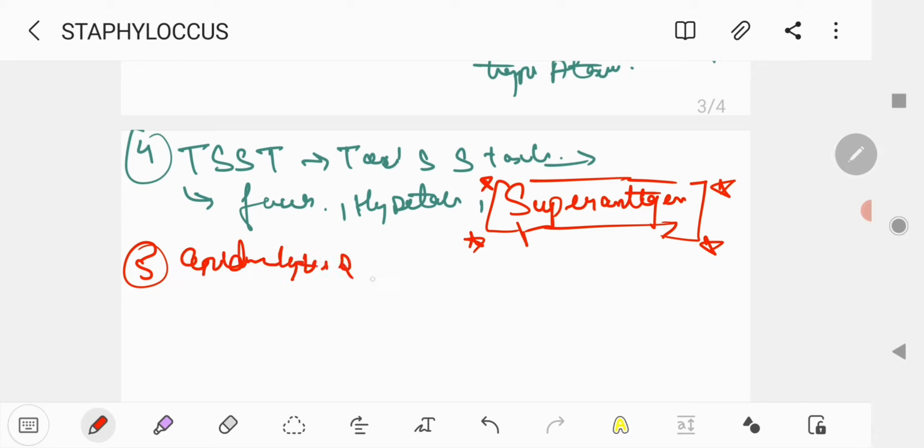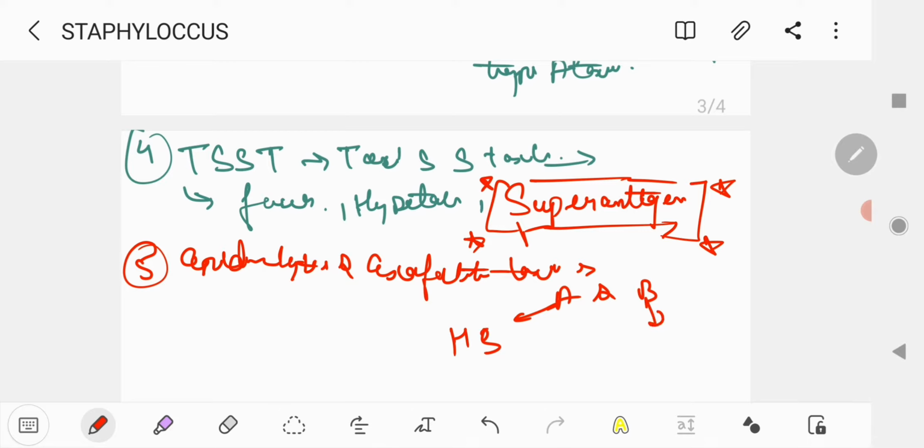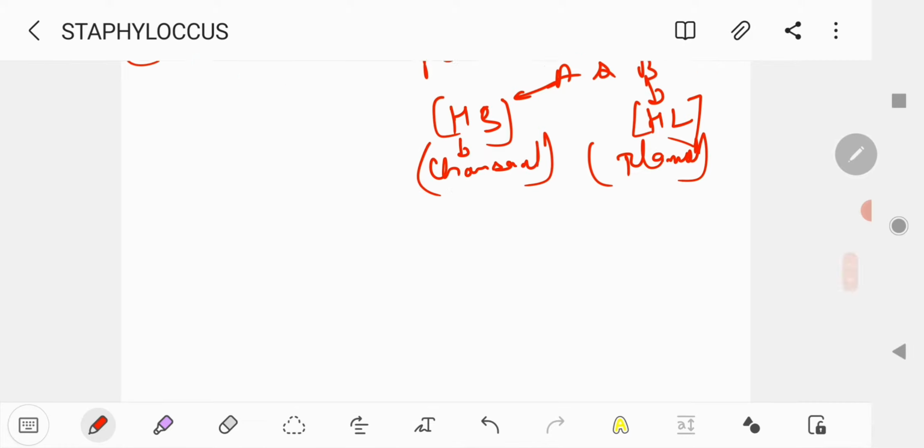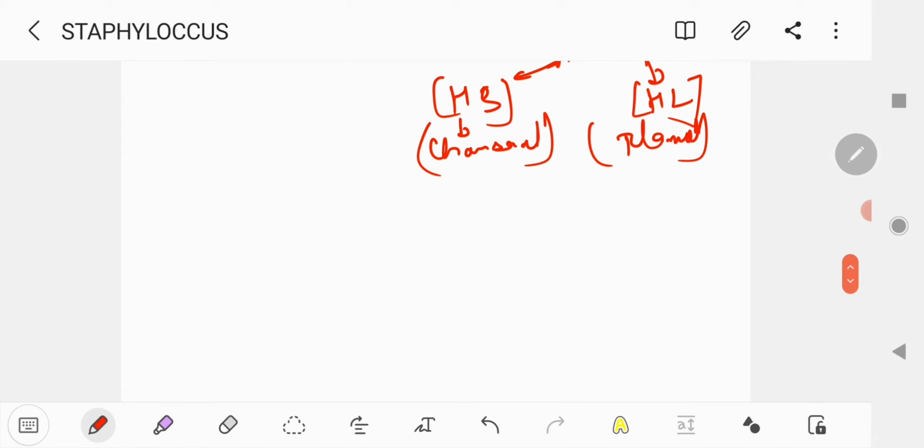Epidermolytic and exfoliative toxin. It is of two types, A and B. A is heat stable and B is heat labile. Remember these two. Okay, heat labile. B causes damage to plasmid, and A causes chromosomal abnormalities. Okay.